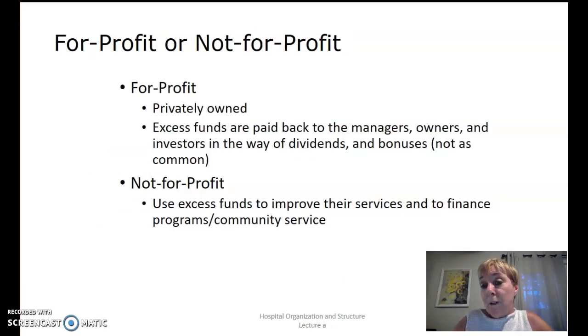Hospitals can be for-profit or not-for-profit. Now, for-profit means that they're privately owned, and if there's leftover money, if they make a profit, that's paid back to shareholders or managers or owners in the way of dividends or bonuses. You don't see a lot of privately owned hospitals. They're very, very rare. Now, a not-for-profit does not mean that the hospital cannot make money. What it means is, if you have funds left, you use that money to go back into the facility for improvements and to finance initiatives.